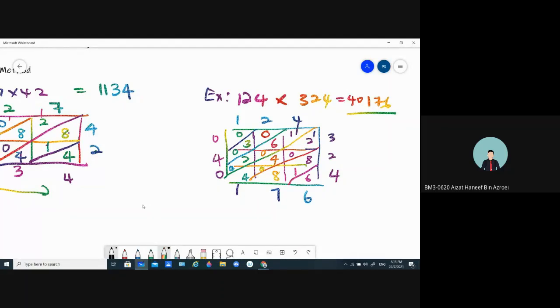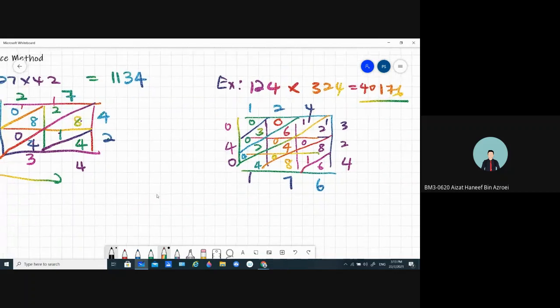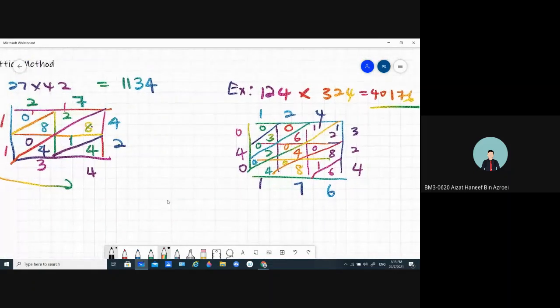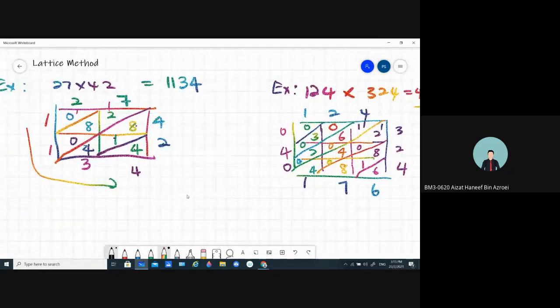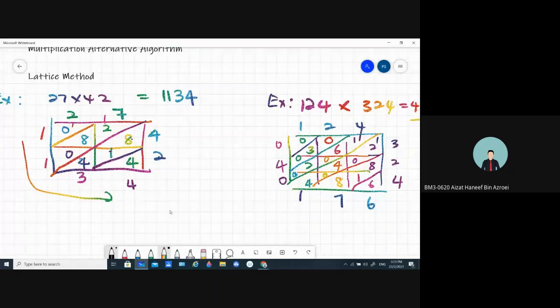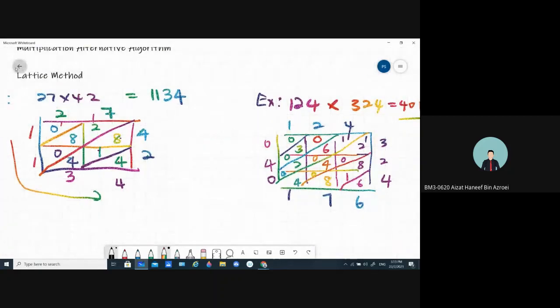Okay, actually students can do this very fast. It's faster than the standard written method once they catch on. Of course, when we teach, we always start with small numbers first until they master everything, then challenge them with bigger numbers. So this is the lattice method of multiplication.